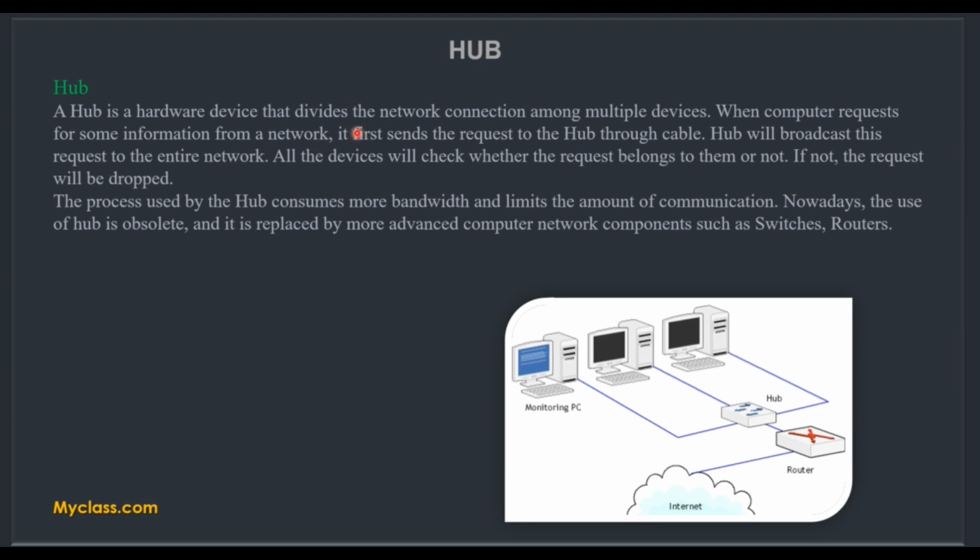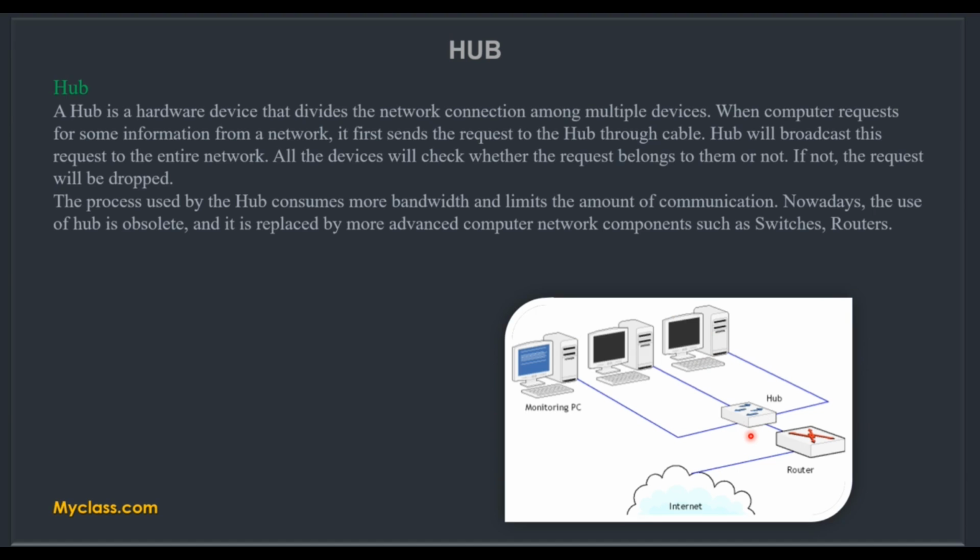Hub is the hardware device that divides the network connection among multiple devices. We all know that in the network, not only one device is there, lots of devices we are connecting with each other. So when a computer requests some information from a network, it first sends the request to the hub through cable. In this particular example, these three systems are connected with a hub. So when data is coming through the router to the hub, the responsibility of the hub is to transfer that information to all the systems that are connected with this hub.